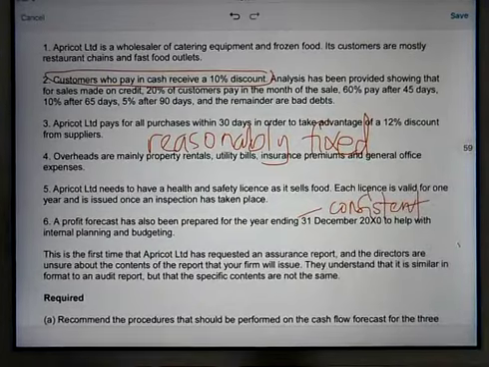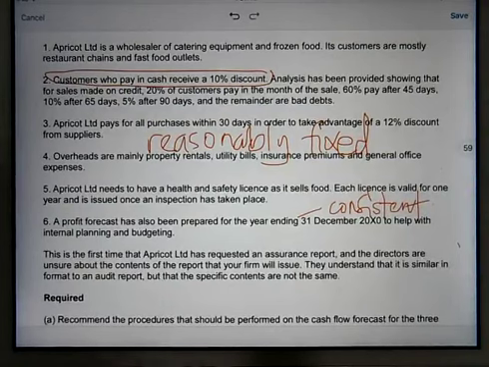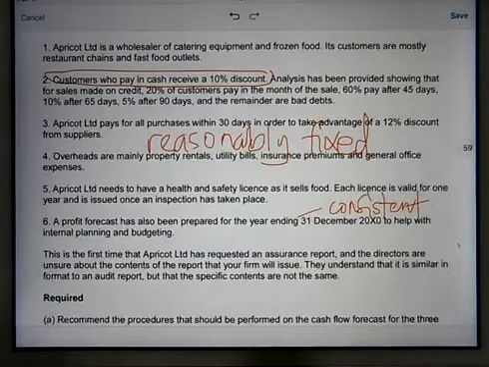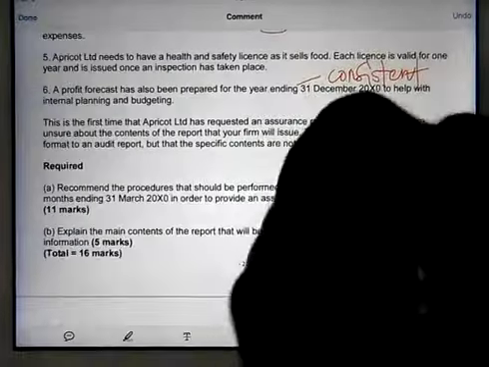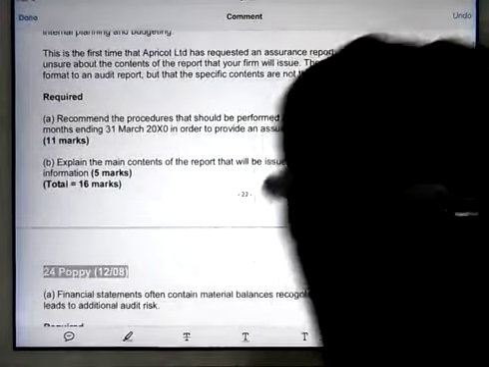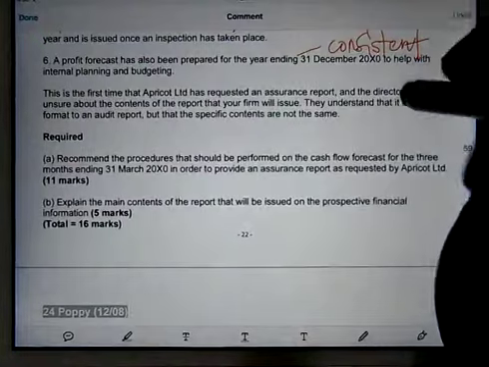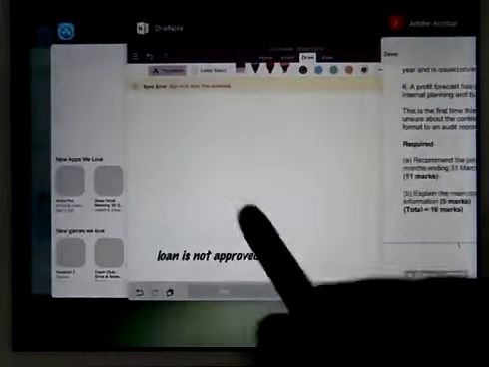This is the first time Apricot has requested an assurance report, and the directors are unsure of the content of the report that your firm will issue. They understand it's similar in format to an audit report, but their specific contexts are not the same. Explain the main contents of the report that will be issued for prospective financial information. Recommend procedures, 11 marks. Okay, let's do this one very fast.